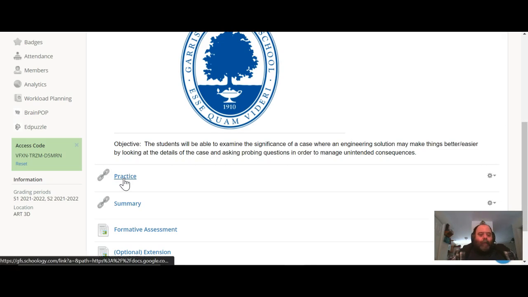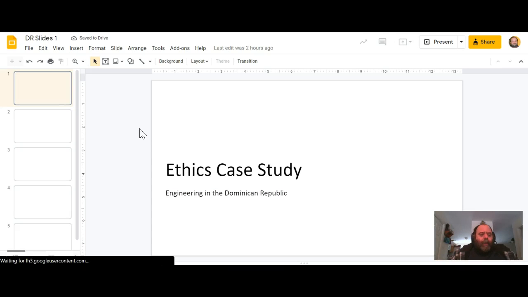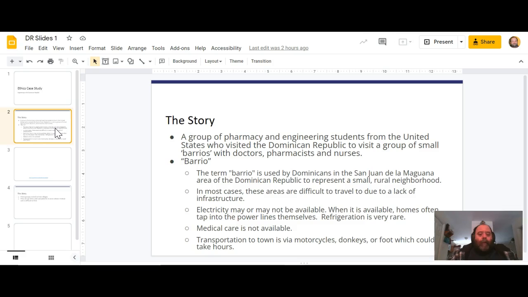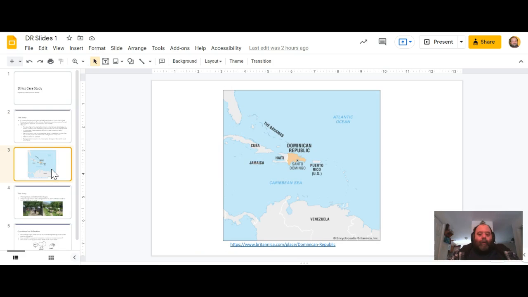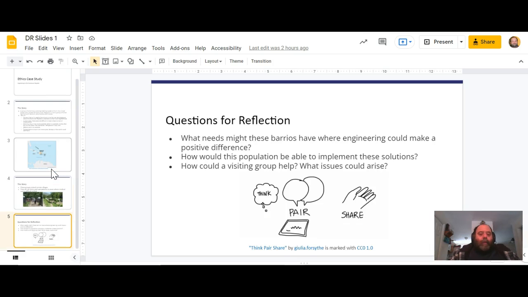What you need to do today is to go to the practice tab here. When you click that, it's going to bring up some Google Slides, and it's going to bring up a case study. It's very brief. They give you a little bit of the sense of the story here of what is going on in barrios in the DR and some of the issues that they face. They give you a map of where the DR is. It is adjacent to Haiti. It's all on the same island. They give you some idea of what has happened, and then they're going to ask you some questions.